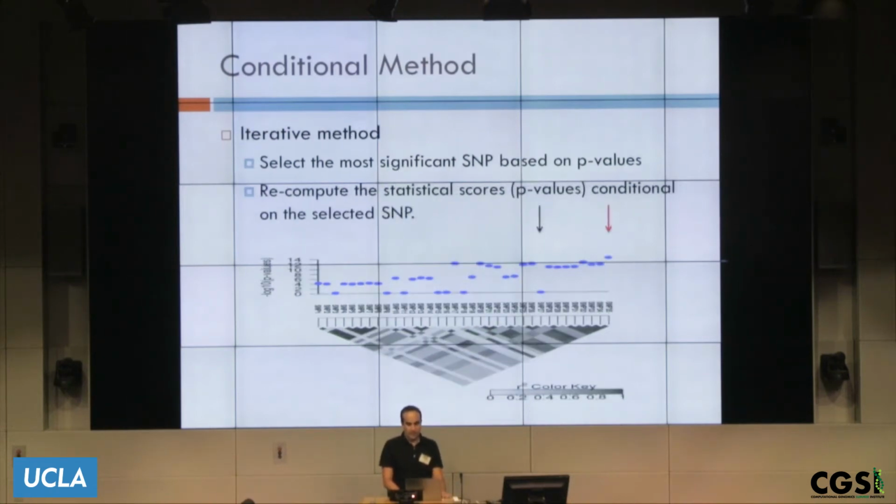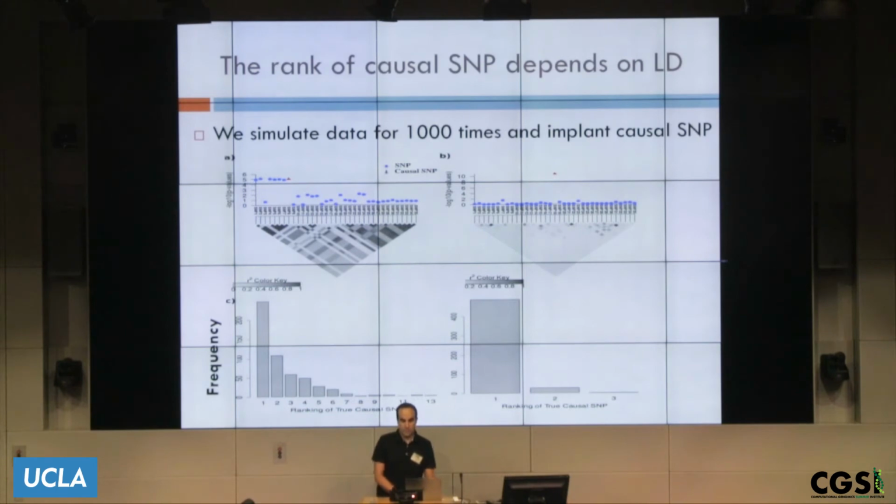And actually, here's an example showing that. So these are 2 different regions. This is the same region as previously, which has a lot of LD, a lot of correlation. And this is a region that doesn't have a lot of correlation. So what we did was, 1,000 times, we picked a SNP at random in the region, implanted an association, and computed all the statistics. Actually, we didn't pick the top. We ranked them all by their significance, and we drew a histogram. Where does the causal SNP fall in that ranking?